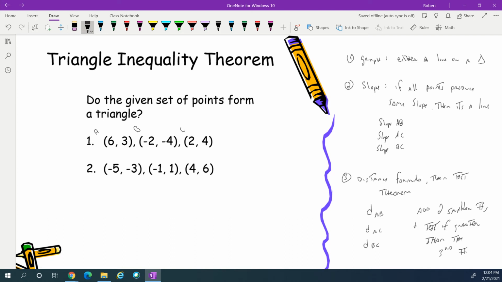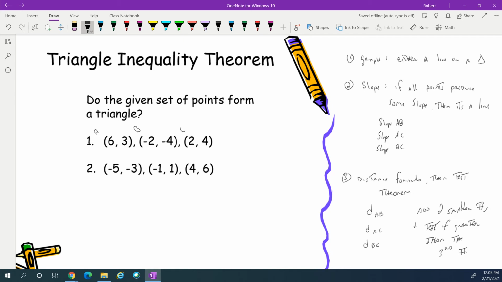An alternative is to use slope. It's impossible for a triangle to have parallel lines. So if you get two slopes that are the same, that means they're either parallel or physically the same line. Well, again, in a triangle, all three sides are going in different directions. They all have different slopes. So if you get two slopes that are the same, it can't be a triangle.